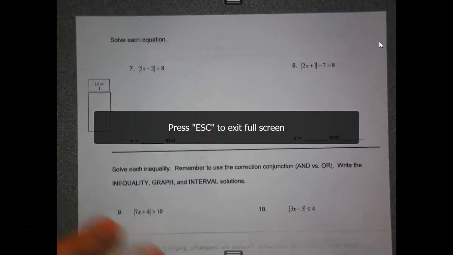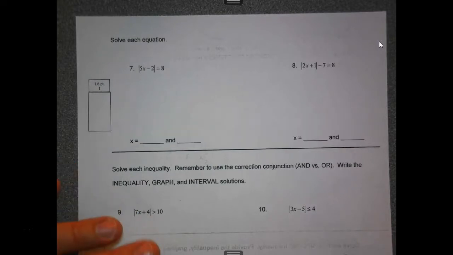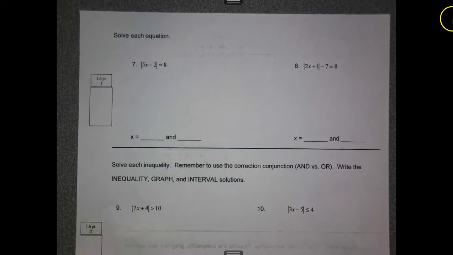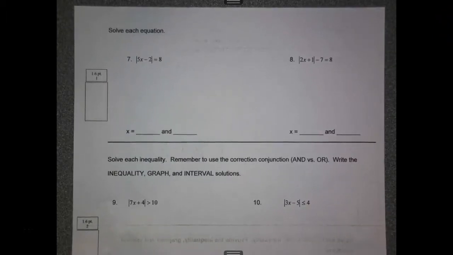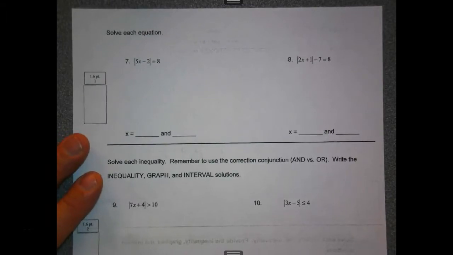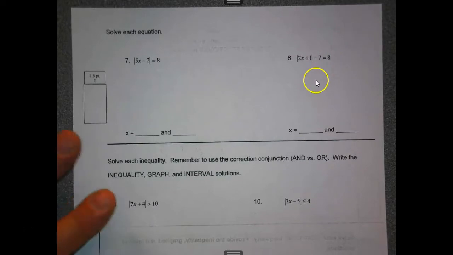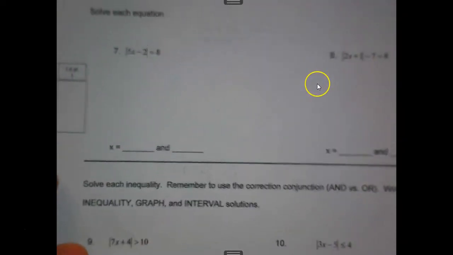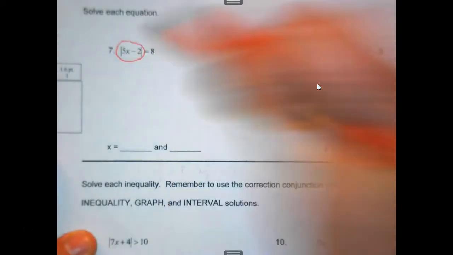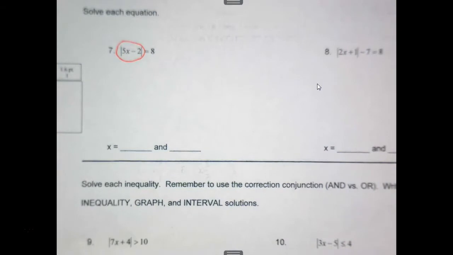Okay, on your review number 3, we're going to do 1.6 part 1 and 1.6 part 2 at the minimum. 1.6 part 1 is absolute value equations, a lot easier than the inequalities. Again, the first thing you have to do, make sure the absolute value term is by itself, which it is.